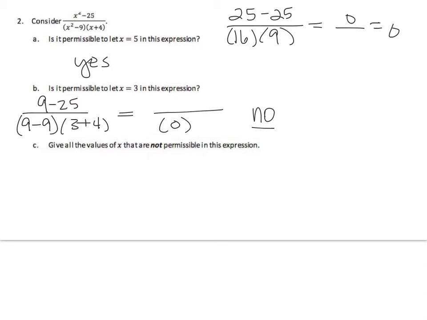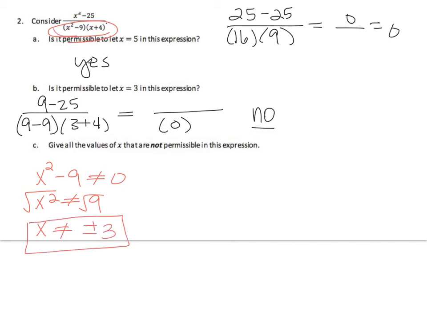Give all the values of x that are not permissible in this expression. To do this, we look at the denominator. I look at the denominator as it's written. I don't do any funny math with it. And I say that, all right, x squared minus 9 cannot equal 0. x squared cannot equal 9. Take the square root of both sides. x cannot equal plus or minus 3.